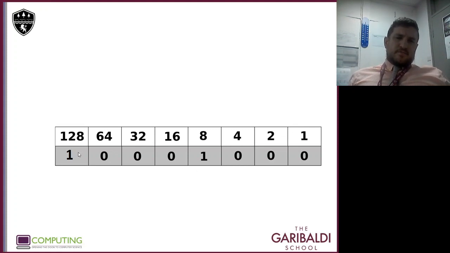So in this binary number, we've got the number 1, and if you remember what I've just said, it's an 8-bit byte, because there are 8 binary bits. So if we go through this, we've got 1, 0, 0, 0, 1, 0, 0, 0.